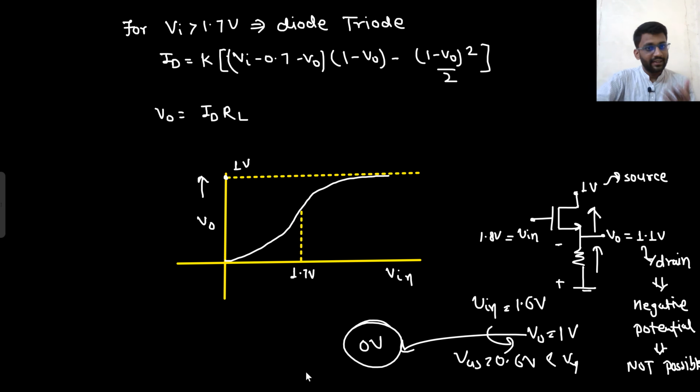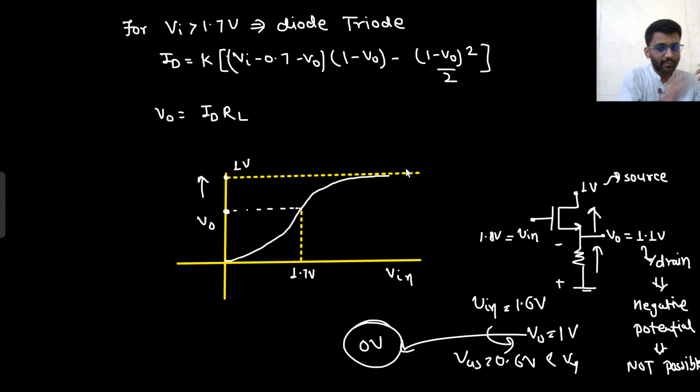So it has to be at least greater than 1.7 volt. That's why 1.7 volt will come here only. Till 1.7 volt, V naught will never reach 1 volt. Till 1.7 volt, it will be certainly lesser than 1 volt. After that, it can reach towards 1 volt.